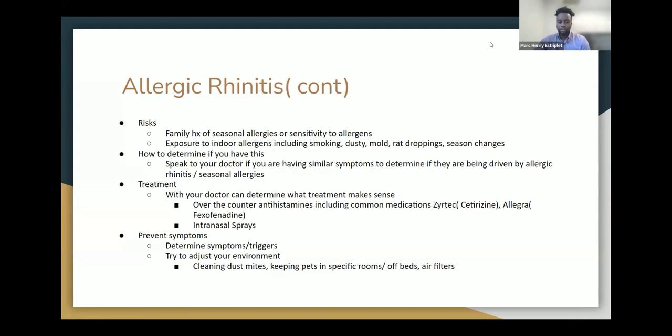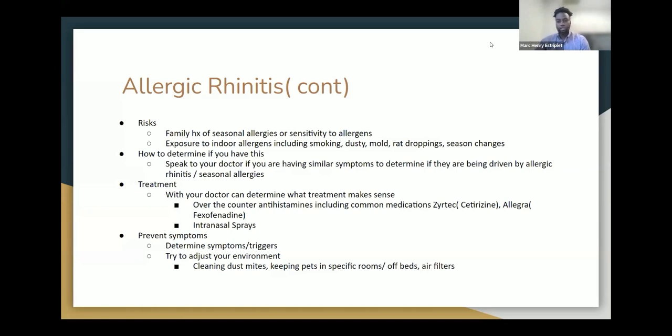In terms of treatment, for most people, they deal with it very periodically, with exposure to certain things. And so we often recommend patients take over-the-counter antihistamines. Very common ones are Zyrtec or Allegra. Oftentimes as well, we recommend intranasal sprays. But the biggest thing for allergic rhinitis, seasonal allergies, is just to avoid the potential triggers and get rid of whatever is causing your symptoms.